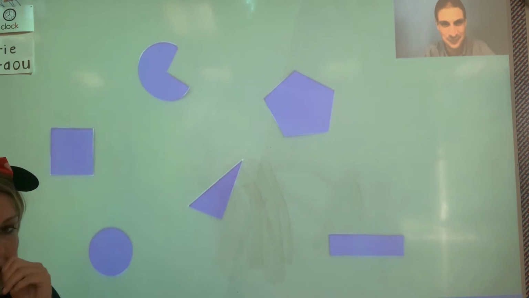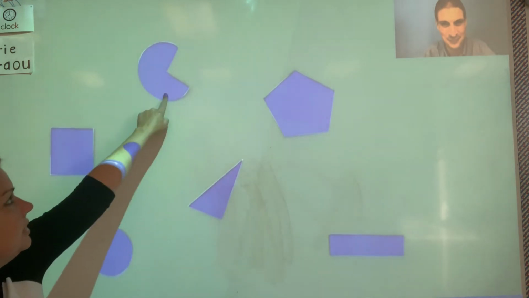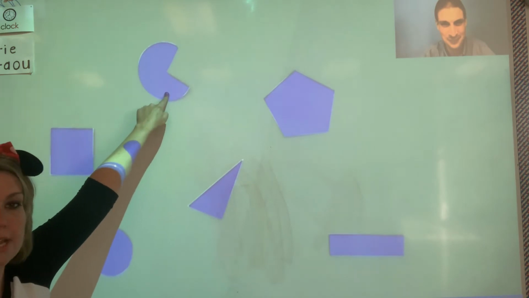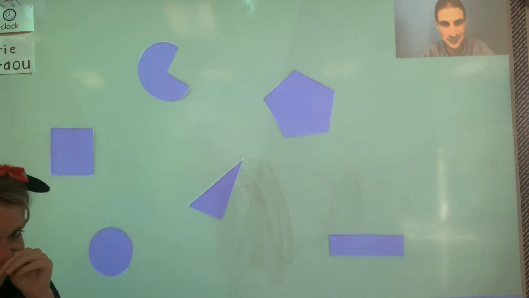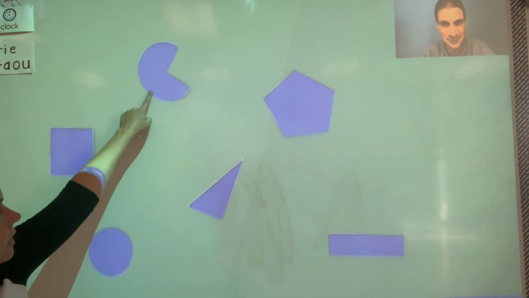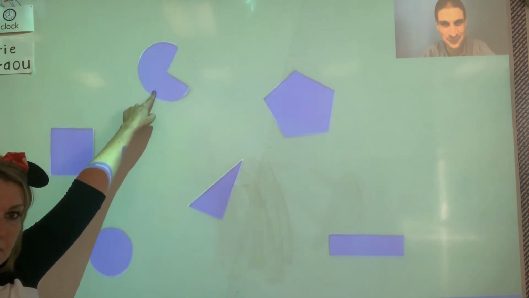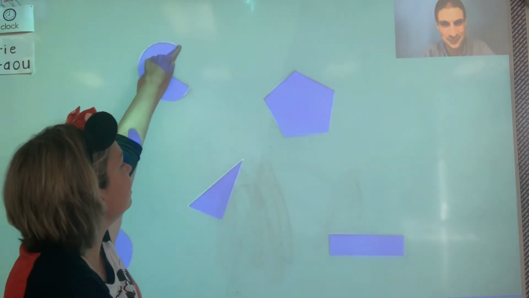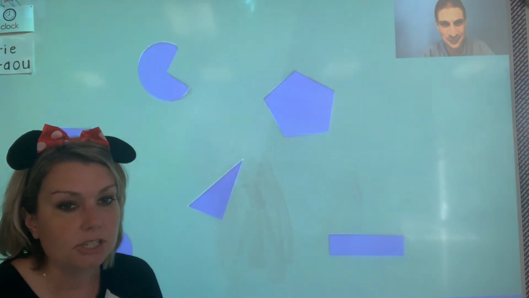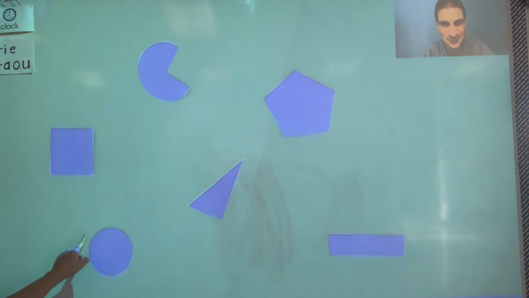Okay, what can you tell me about this shape? Raise your hand. Somebody tell me something about this shape. Russell. He's curvy, but he has some straight sides. Very good. It is a curvy shape, but it also has two straight sides. So it has both a curve and straight sides. This one only has a curve.